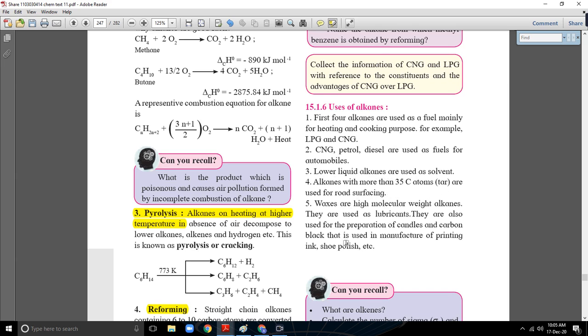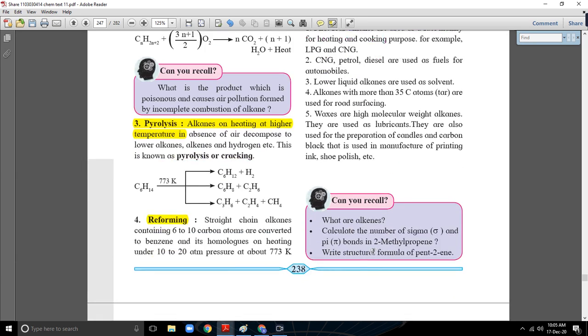Okay, tar. Waxes are high molecular weight alkanes. They are used in lubricants. They are also used for preparation of candles, and carbon black, that is used for manufacture of printing ink, shoe polish, etc.